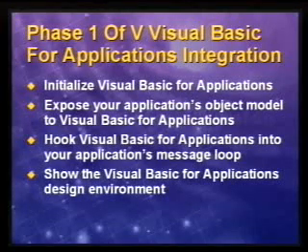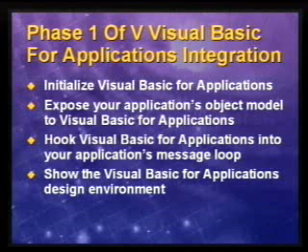So initializing VBA is pretty self-explanatory. You're going to pass in some information. We'll take a look at some of the information that we need. Exposing your application's object model means that you're going to pass us a pointer to the object model that represents your application, so the basic user can then write code to drive your application.